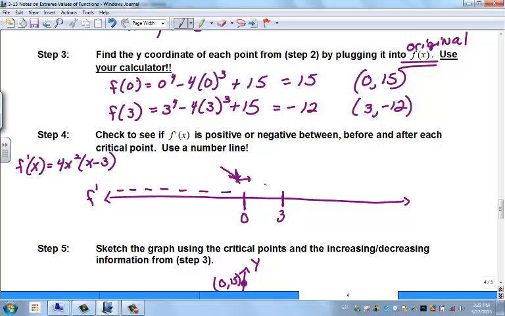And then after 0, pick a number to plug in. Make sure it's before 3. So pick 1. I love 1. Plug 1 into 4x squared, you get a positive. Plug 1 into x minus 3, you get a negative. So that's another positive times a negative, which is a negative. So it's still decreasing here.